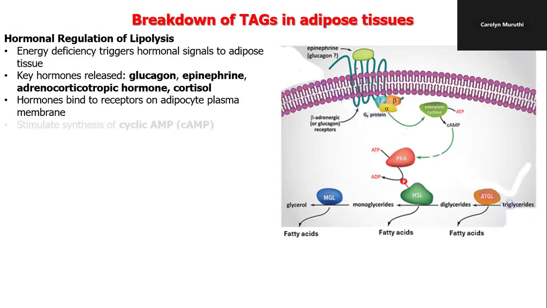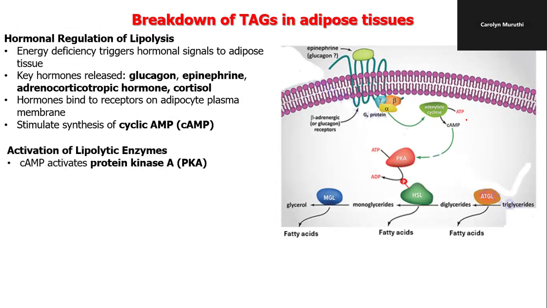These receptors will then activate adenylate cyclase, which will raise the intracellular levels of cyclic AMP, which will thereafter activate PKA, that is protein kinase A. Protein kinase A is the master switch that turns on lipolysis.